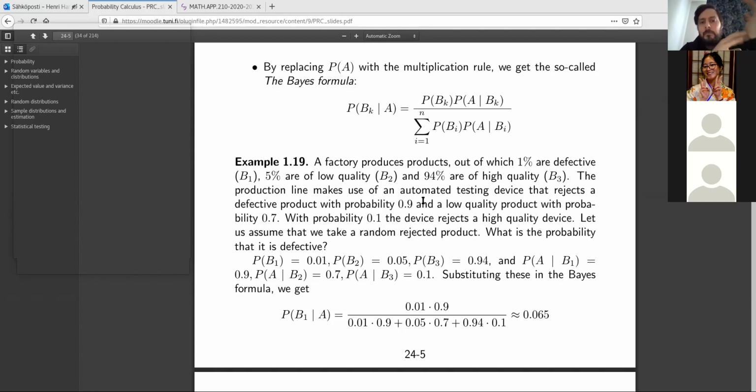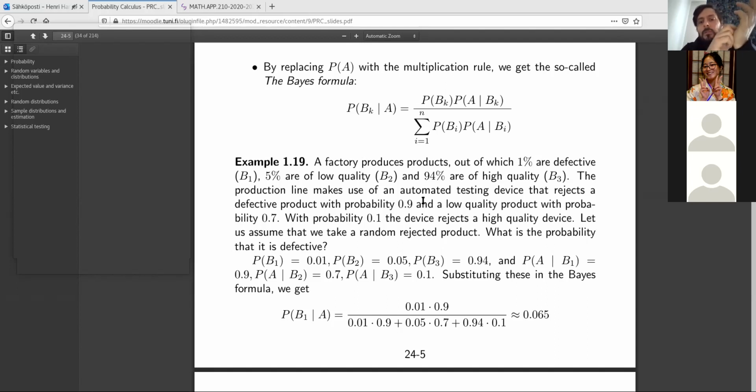So we have the probability of B1 is 0.01. That's a defective product. The probability of B2, low quality but maybe usable, is 0.05. The probability of having a high quality product is 94%, 0.94. The probability that an element is rejected, let's say this is A, if it's B1, is 0.9. The probability of it being rejected if it's B2 is 0.7. The probability of it being rejected if it's high quality is 0.1.